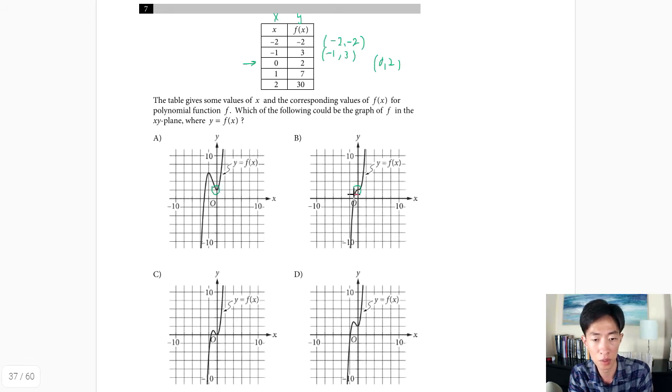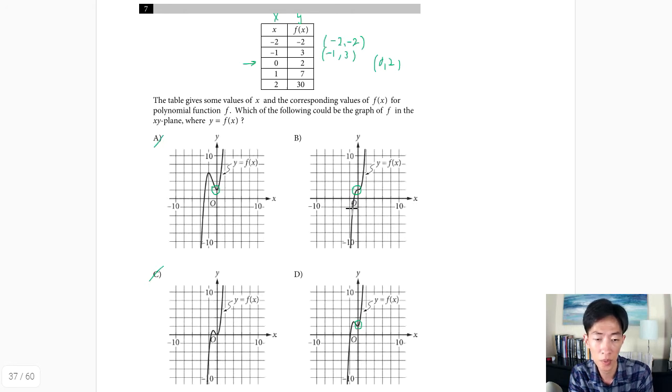B works for 0, 2. C does not work because the graph is at 0, 0. We'll cross it off. D is also at 0, 2. So I managed to eliminate 1. The next place that I'm going to look is back at the first coordinate, -2, -2, because there is some variation there. So choice A, the graph is at -2, but +6. So that's going to be out.